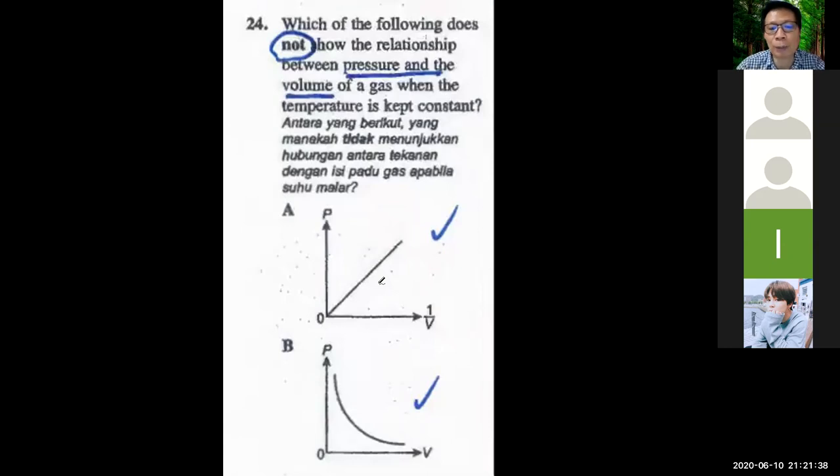Inversely proportional means the actual graph is this one. Pressure inversely proportional to volume. The higher the pressure, the volume becomes smaller, right? You compress it, the volume smaller. So inversely proportional looks like this. But you know in chapter one in your Form Four, when you change V to 1/V, it becomes directly proportional. So these two graphs are correct. When you change to 1/V, it becomes directly proportional. So this one correct, this one correct.